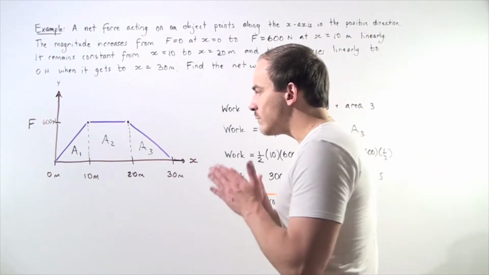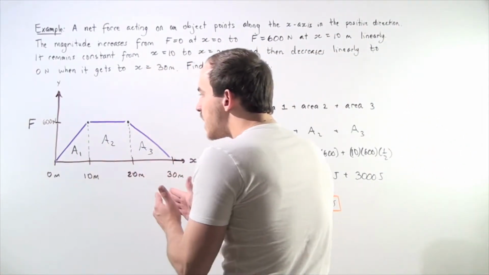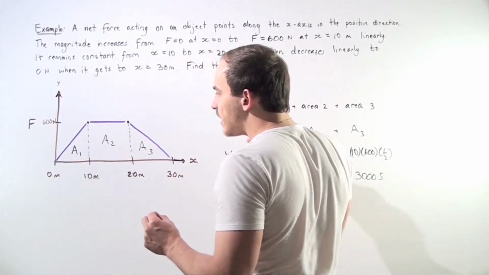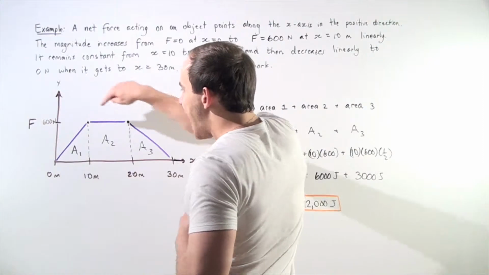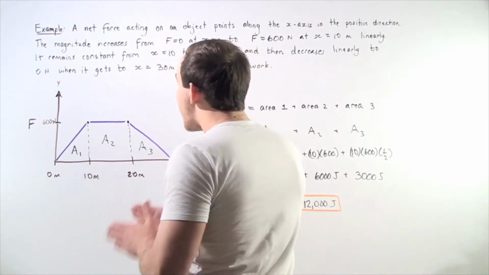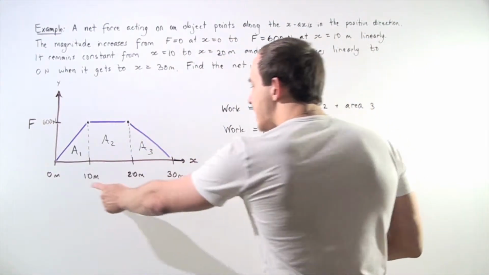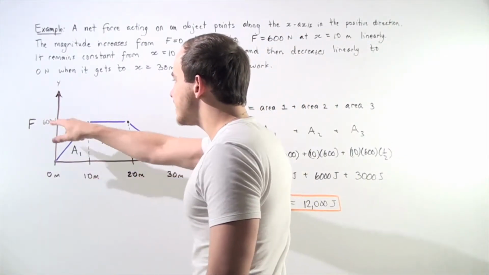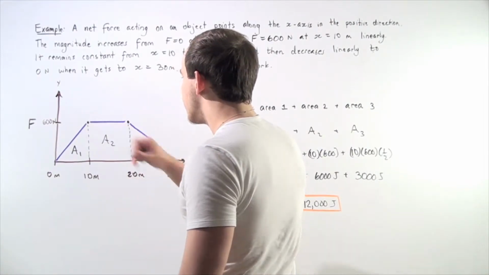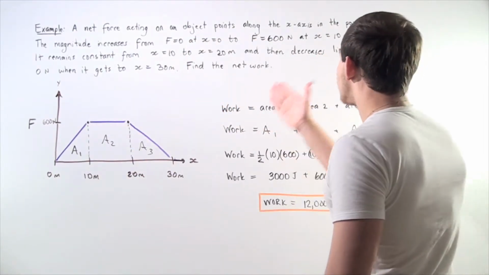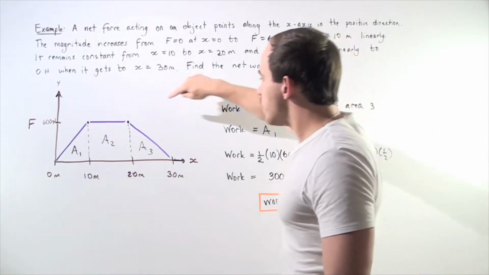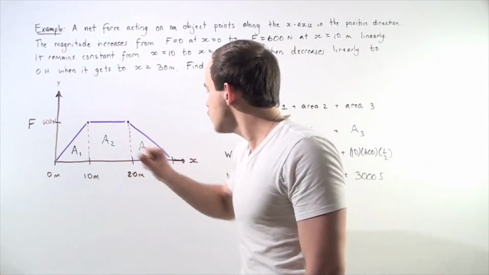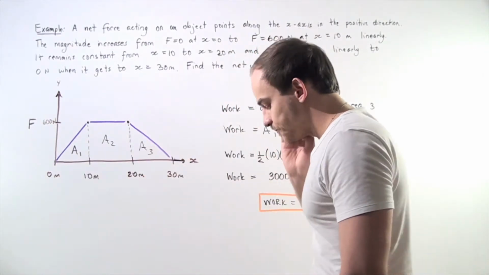Now, we are told that when we go from 0 to 10, our force increases linearly. So that means we connect the points (0, 0) and (10, 600). Then our force remains constant from 10 to 20. That means we connect the 2 points (10, 600) and (20, 600). And finally, our force decreases linearly from this point to this point. So we connect the points (20, 600) and (30, 0).